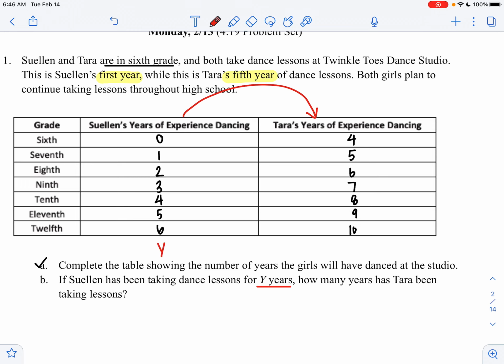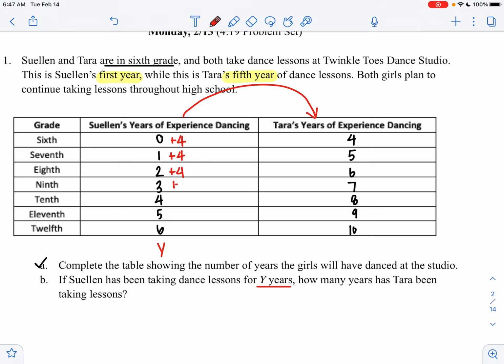I know that no matter what number is in Solon's column, I can always do the same thing to find Tara's years of experience, and that is add 4. 0 plus 4 is 4, 1 plus 4 is 5, and so on.